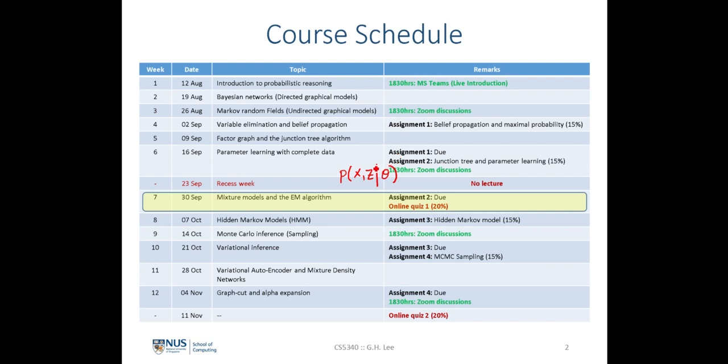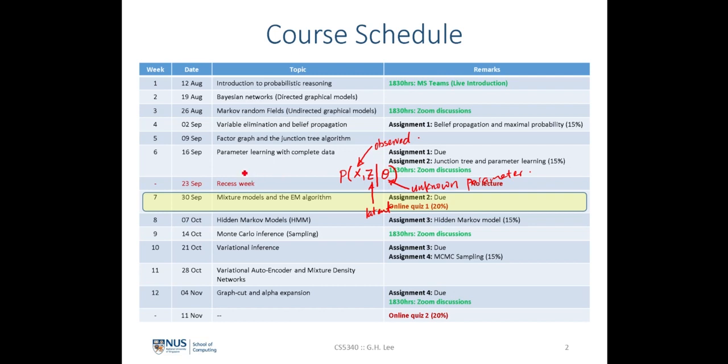In this particular case, x would be a set of observed random variables, z would be a set of latent random variables, and theta would be our unknown parameters. So we are going to look at the case where we simultaneously infer the latent random variables as well as solve for the unknown parameters of the probability distributions, given a set of observed random variables.